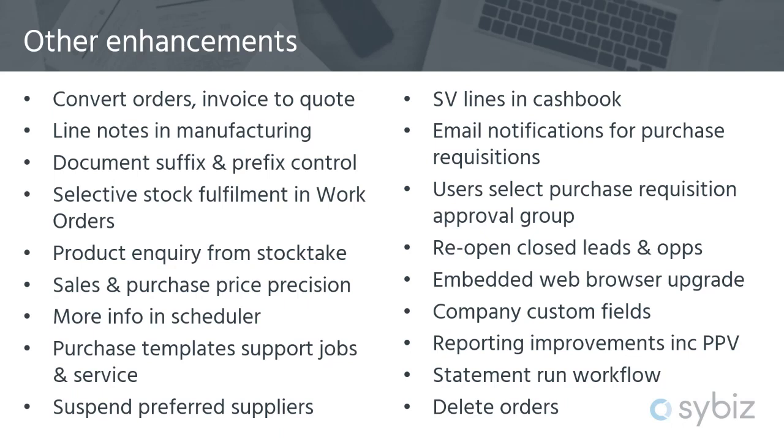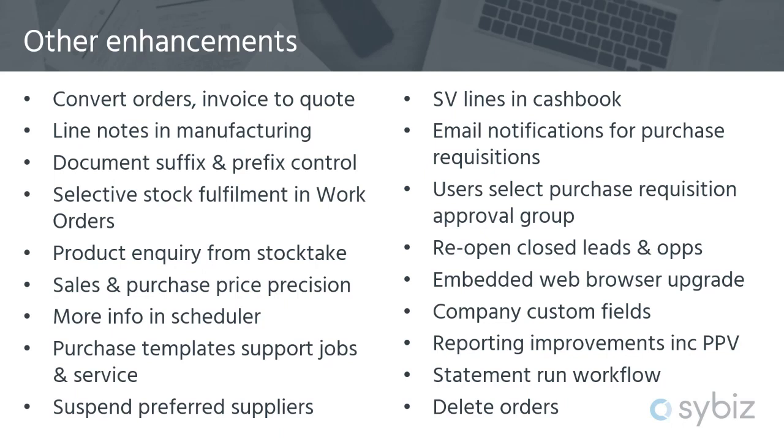You can suspend preferred suppliers, so it may be they have issues in getting stock to you, and so you can say, okay, I just want to suspend that preferred supplier for X period of time until those issues are sorted out. There's a few enhancements in the purchase requisition area, so you now have the ability to select an approval group for a particular purchase requisition to go through.